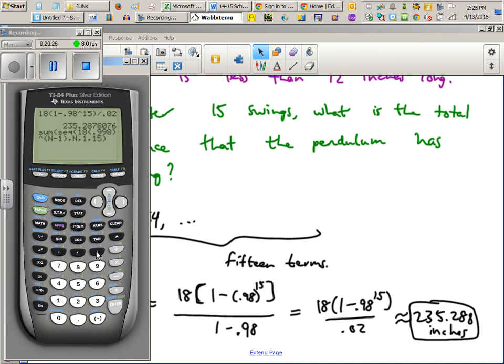Sum of sequence 18 times, that should say 0.98, not 0.998. So let me start over. Sum of the sequence 18 times 0.98 to the n minus 1 as n goes from 1 to 15 is how the calculator understands this. There's your 235.288. And that concludes our lesson.